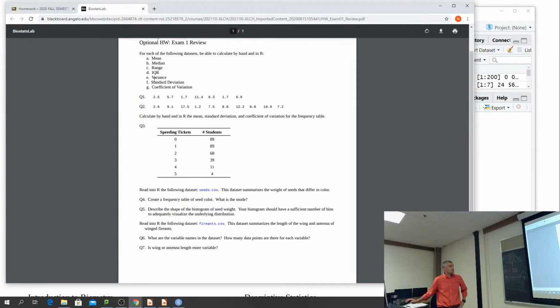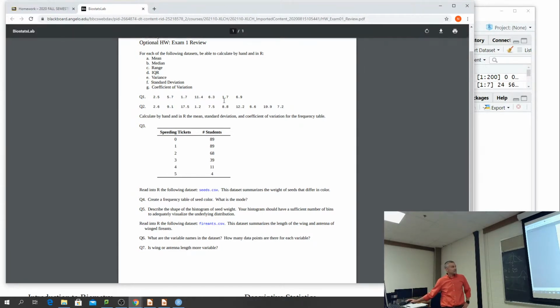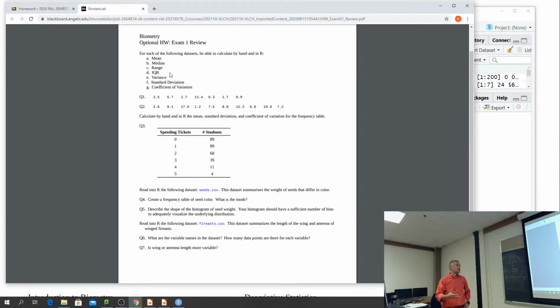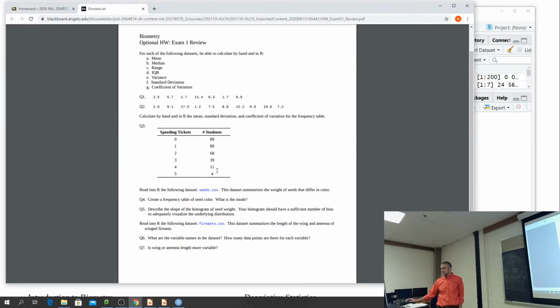I do say do this stuff by hand and in R, but we're really not going to be doing stuff by hand. It's all going to be in R, so you're going to have to feel comfortable getting these data, these vectors, into R in order to calculate these values. So mean, median, range, interquartile range, variance, standard deviation, coefficient of variation, frequency tables, and then I have some data sets too that you can practice getting into R and checking some things out. All right. So the homework assignment's kind of like this, minus these bottom ones, where it has you just practicing calculating the descriptive statistics. All right, so we'll get that posted.